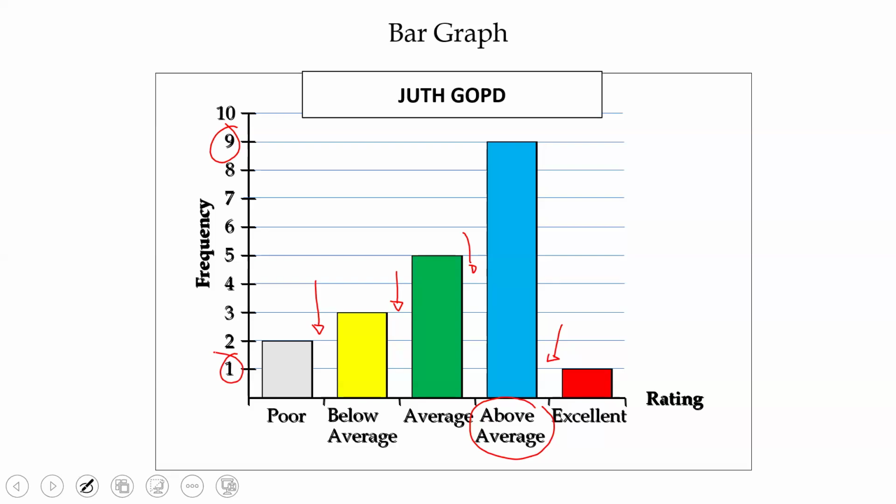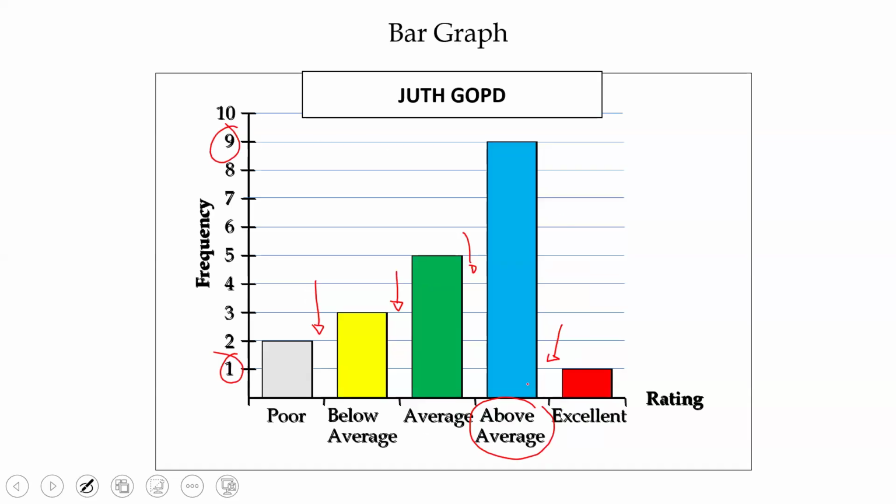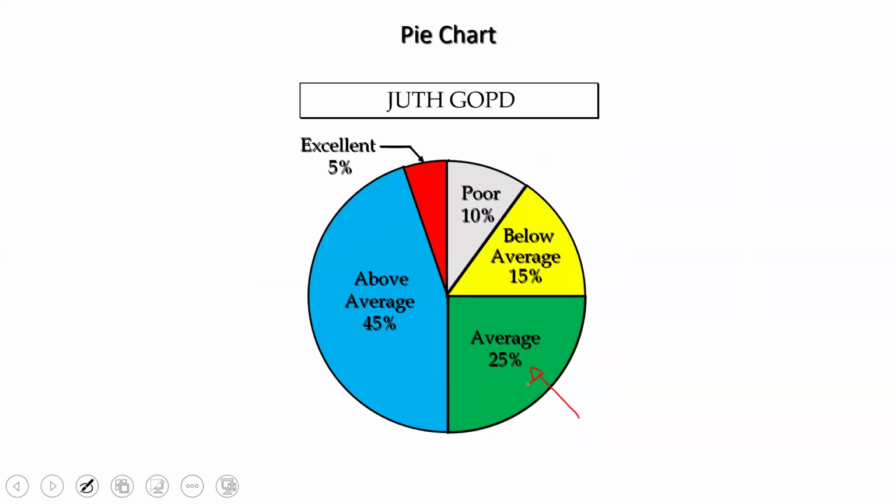The same way we have a bar chart, we can also have a pie chart to represent what we are talking about. And you can see there that above average is 45%, excellent is 5%, and then average is like a quarter of the whole response. That's about 5/20. So that's a pie chart. The previous one is a bar chart. As simple as that for descriptive statistics.